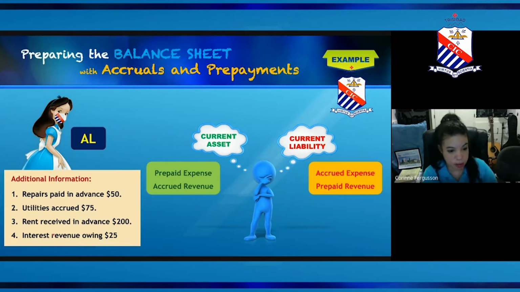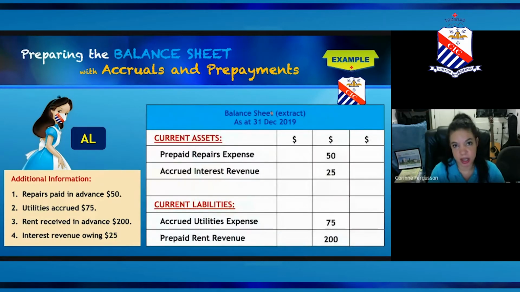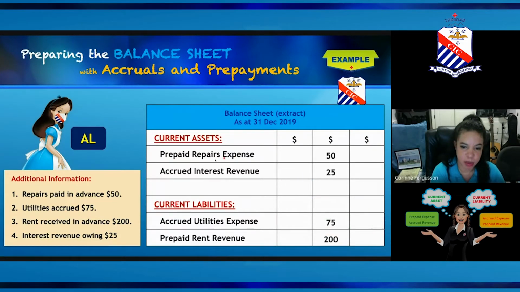And interest revenue owing, once you see owing, it's an accrual. And as an accrual, accrued what? Accrued revenue. So you look here, you see accrued revenue. That means it will go under current assets. So for this example, this is what we should have gotten, or what we did get actually, for our answer. And what you would see here, your prepaid repairs and accrued interest revenue under current assets, and your accrued expense, which is utilities, and prepaid rent revenue under current liabilities.